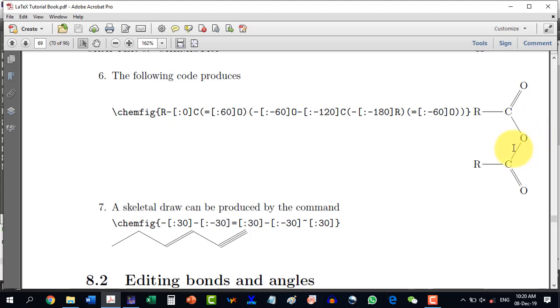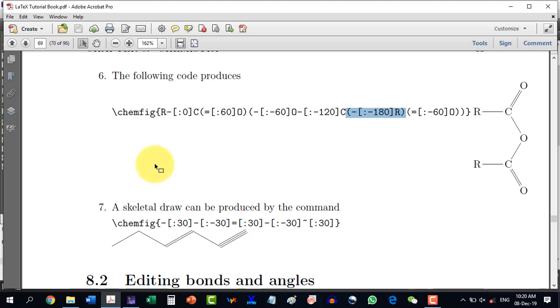So this is 120, and then carbon is bonded with R at minus 180. So look here, I am considering this. So from here this one is minus 180, or from here this is minus 180. If I give plus 180, it will come here, and then a double bond between carbon, because the parentheses are from here to here, and then here. So double bond, and this is at minus 60, from this line to this line minus 60.